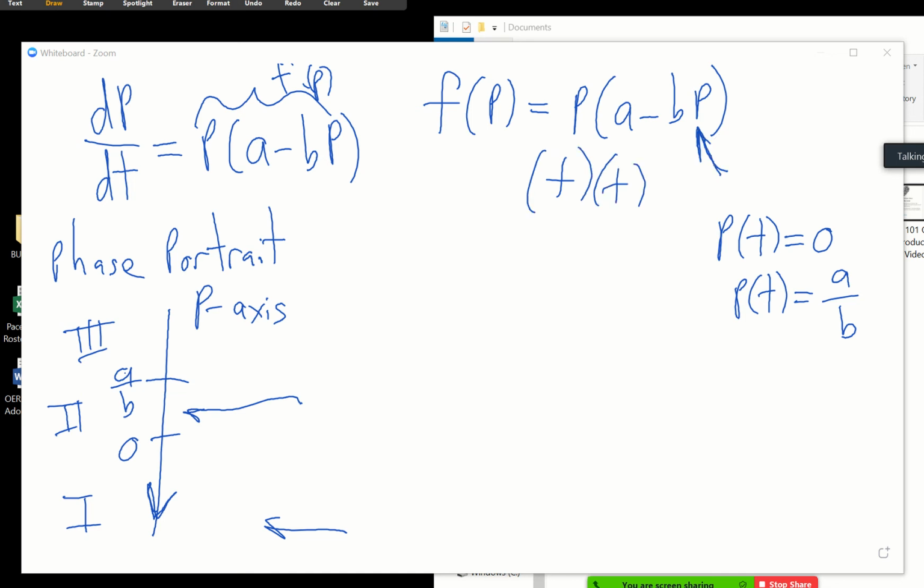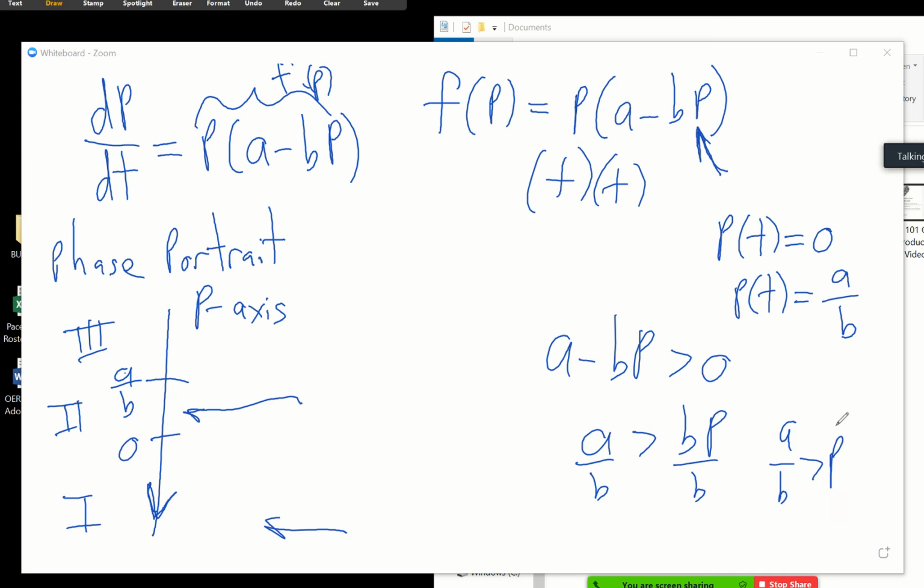How do I know that? Well, let's think about it like this. If I look at that factor, a minus bp, if I want to know when is it greater than 0, I can add bp to both sides, divide by b, which is a positive quantity, so it doesn't change the sign of this, and there's your answer. When a over b is greater than p, this factor is positive.